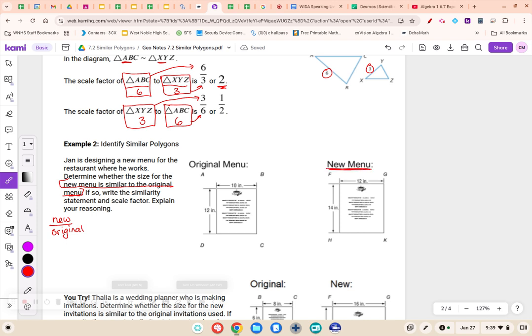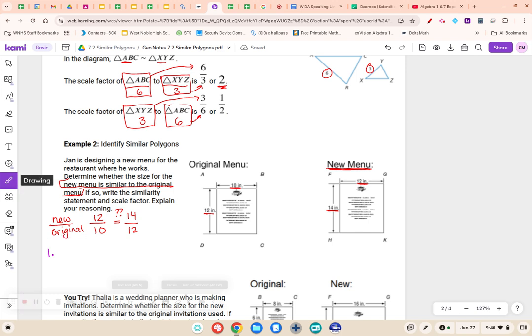So our new menu, we have 12 over 10. And we're going to see if that's the same as 14 over 12. If this checks out, then we know that these two menus are similar in shape. If it does not, then they are not similar in shape. So I can either write these as a decimal, or I can reduce my fraction, or I can cross multiply to check. So I'm going to show you all three ways.